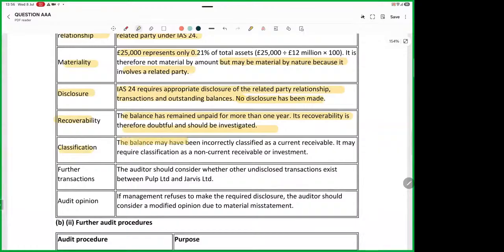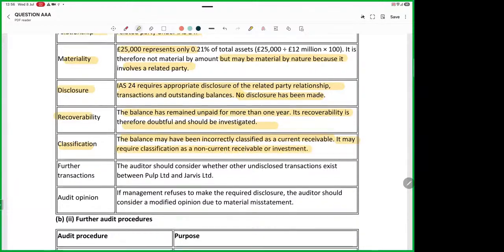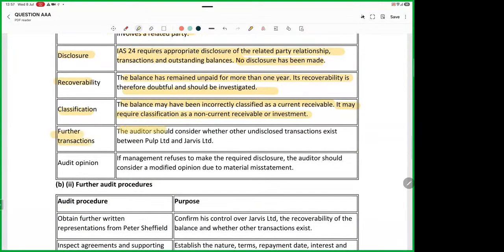Classification: the balance may have been classified as a current receivable, but it may require classification as a non-current receivable or investment. Further transactions: the auditor should consider whether other undisclosed transactions exist between Pulps and Jarvis Limited. Audit opinion: if management refuses to make the required disclosure, the auditor should consider a modified opinion due to a material misstatement.